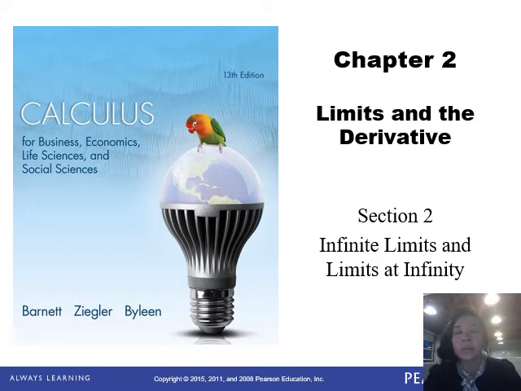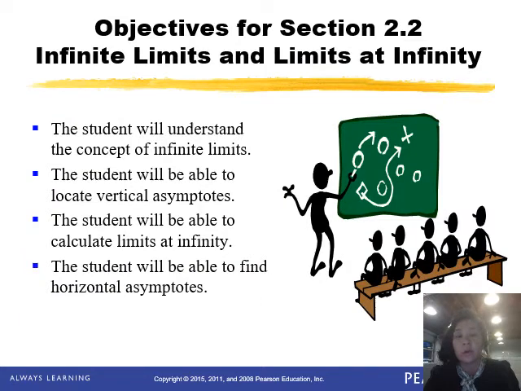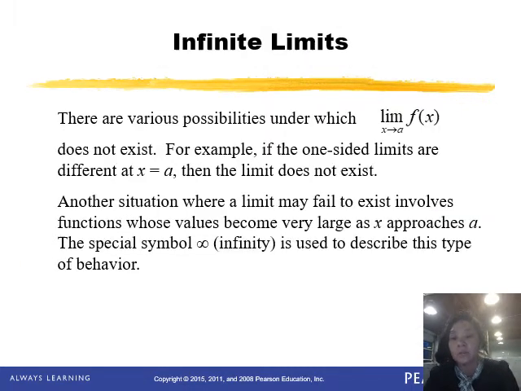Hello again. I was cut off just a hair at that last section, 2.1. But in this particular section, we're going to expand on limits. We're going to look at infinite limits or limits at infinity, and the algebraic manipulation that we did. There were some cases where the limits did not exist. We're going to use that same type of algebra to locate vertical and horizontal asymptotes.